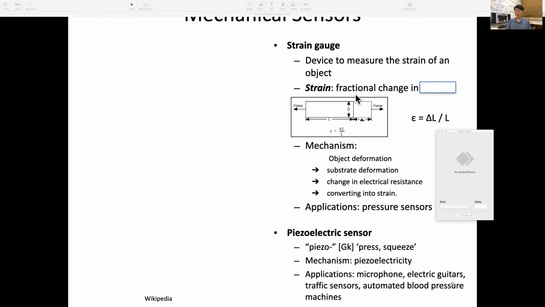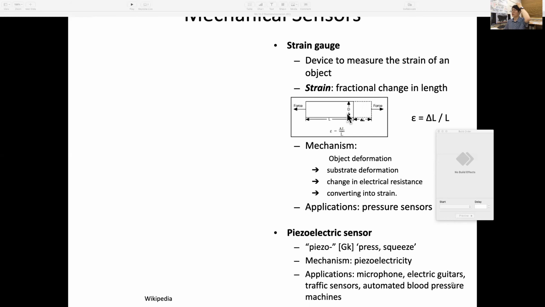When there's a mechanical element, and let's say you pull this element with a force, then it's likely to elongate. It will elongate based on the original length, the change is delta L, and then the fractional change in length is unitless, and that's defined as strain. You can write strain as epsilon equals delta L over L sub 0. The device to measure strain of an object is called a strain gauge.